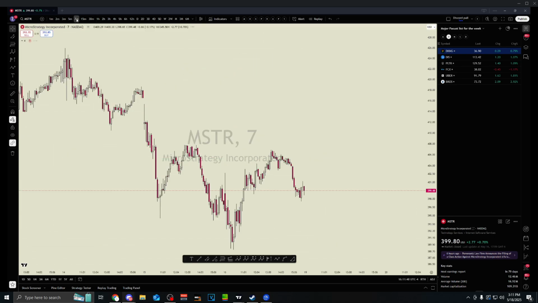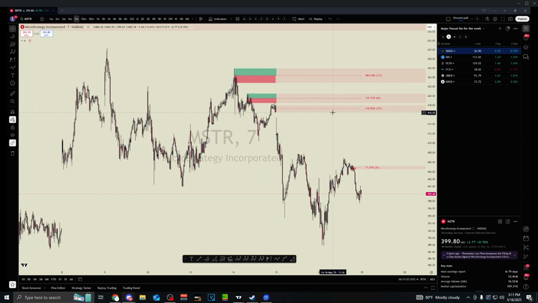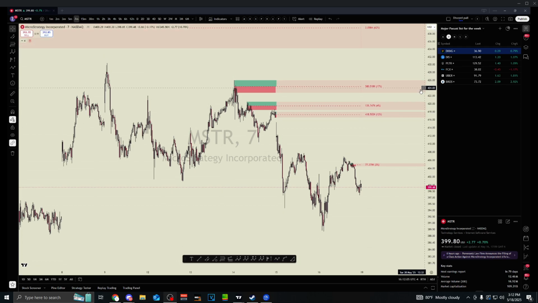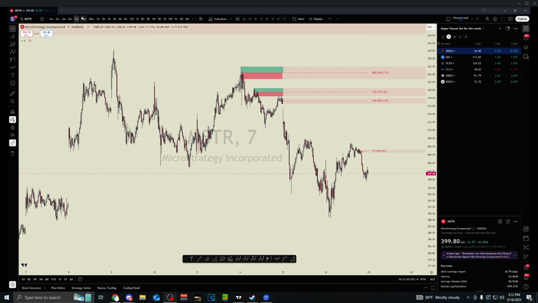So that's for the swing side, right? So now let me show you on the short term, or let's say if you guys are only interested in the day trading side, right? As of right now, I'm just focusing on one specific indicator, not on all the indicators. So let me just show you this thing on MSTR, right?